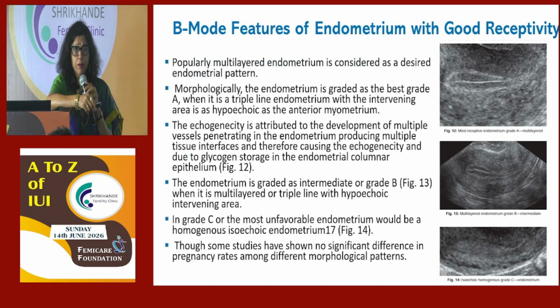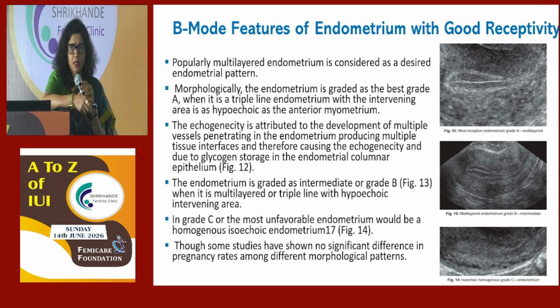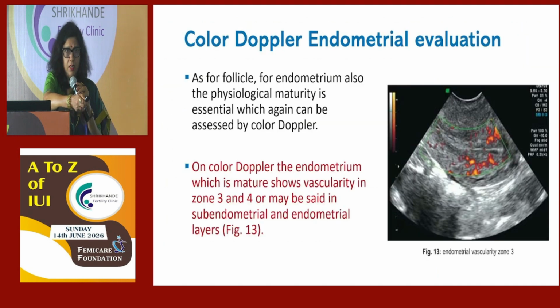Similarly for the endometrium. Endometrium also, we know, grade A, grade B, and grade C. So you all can see grade 1, this is the most sought after, because this is grade A, where we have a triple line endometrium. Grade B is moderate, it is acceptable, we don't cancel, but grade C we don't want, because we know that the chances are less.